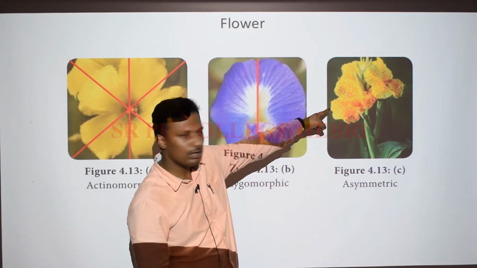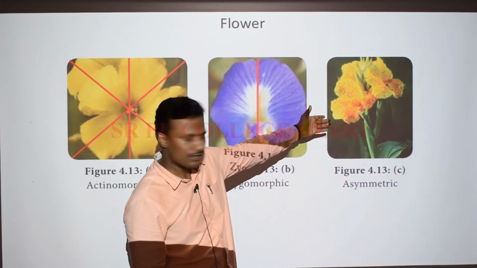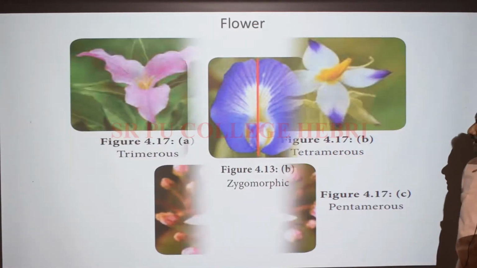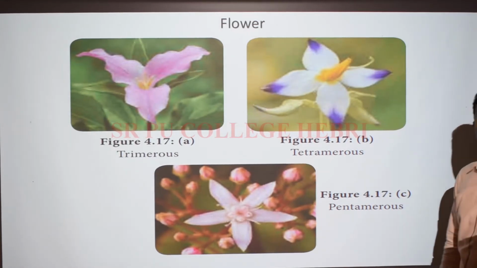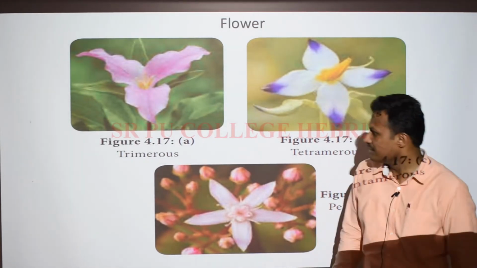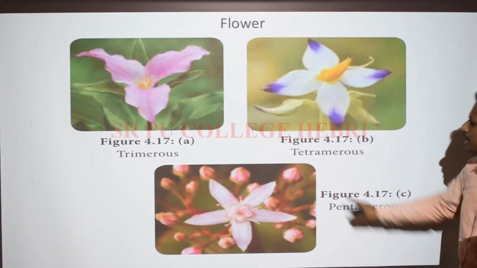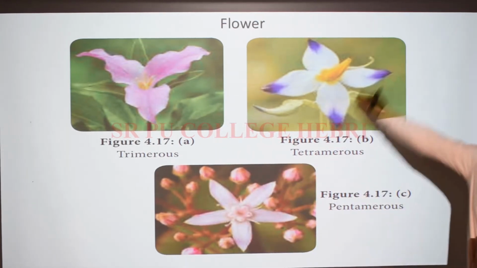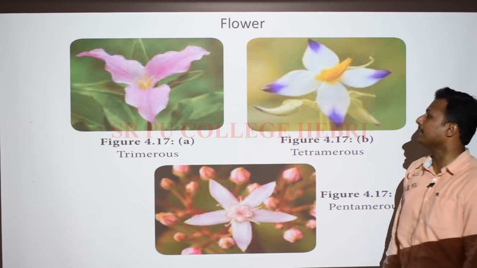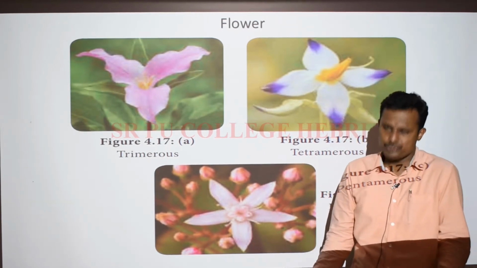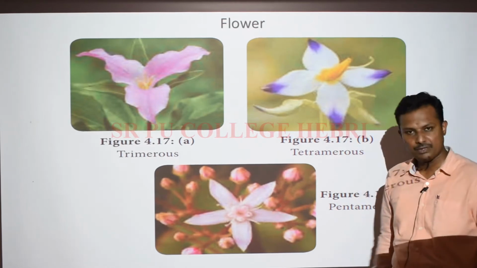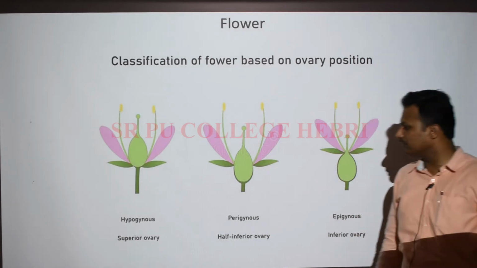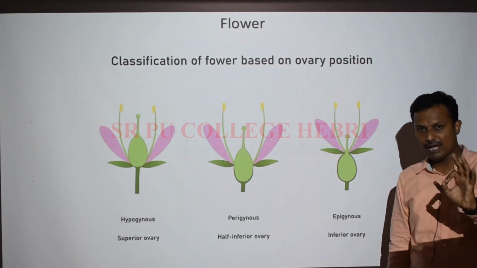Okay, so the canna flower looks like this. You might have seen it in the gardens, right? Canna. So these are the classification of the flower based on what? Symmetry. Now next one, we are seeing classification of the flower based on the number of appendages present, such as trimerous, tetramerous and pentamerous. You can count the number of petals or sepals here. There are 3 petals, these are 4 petals, these are 5 petals. Usually the number of petals will be mostly equal to the number of sepals in all the flowers, right? Next one, classification of flowers based on the position of the ovary: hypogynous flower, epigynous flower, perigynous flower.